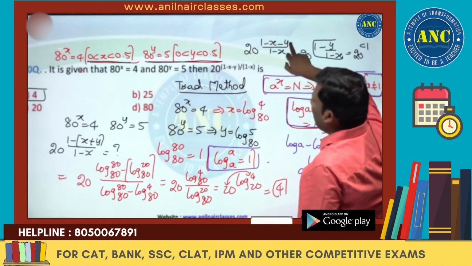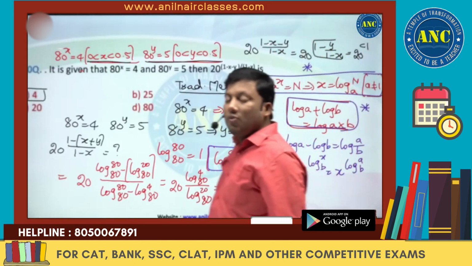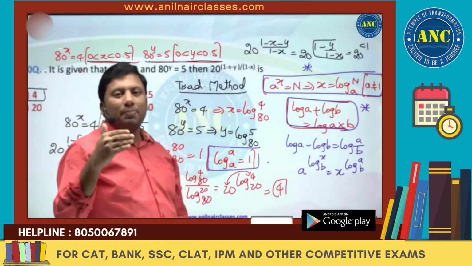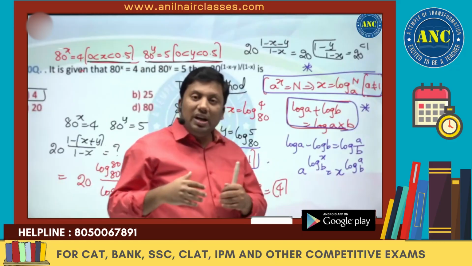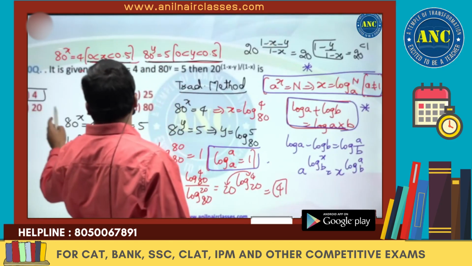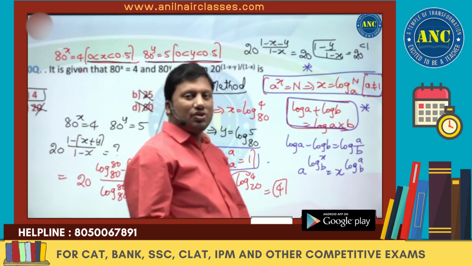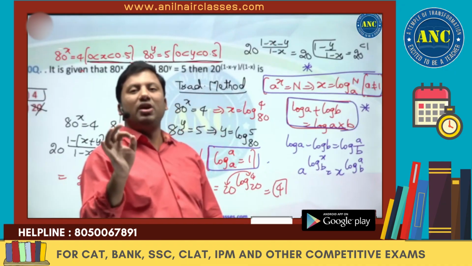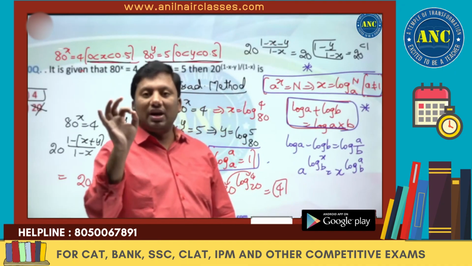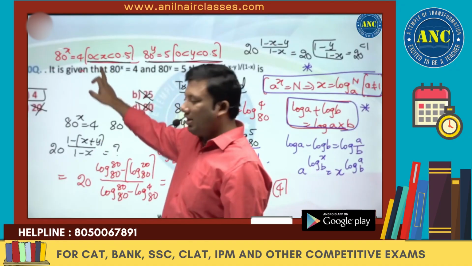1 minus x minus y by 1 minus x is 1 minus y by 1 minus x. 1 minus something, so the power should be less than 1. 20 power 1 is 20, and 20 power less than 1 should be less than 20. All 3 other options are greater than or equivalent to 20. A smart observation on the range of the power variables, which are representing the power of the numerical values, you will get the answer. This is Anil Nair's way of solving.